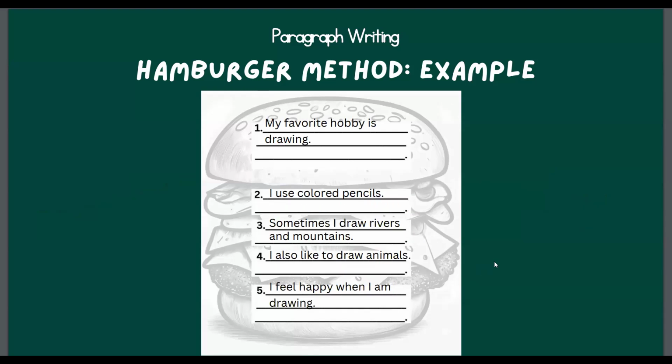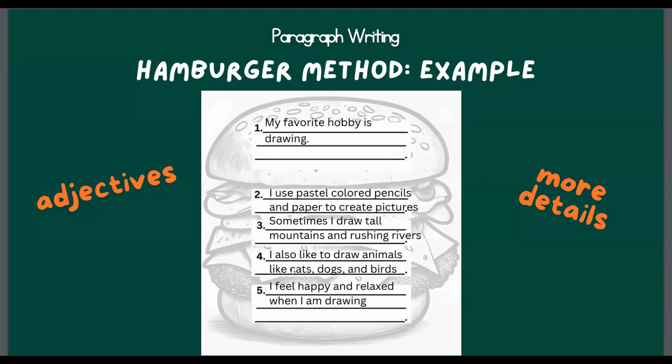Let's take a look at our original sentence. I also like to draw animals. So you see, I added the kinds of animals I like to draw: cats, dogs, and birds. I added more details. Let's look at the last sentence.